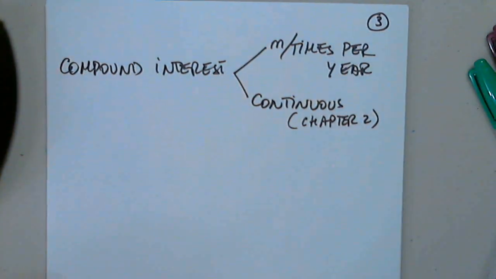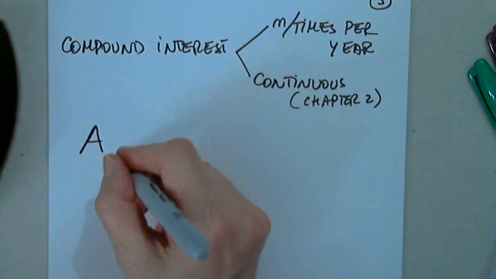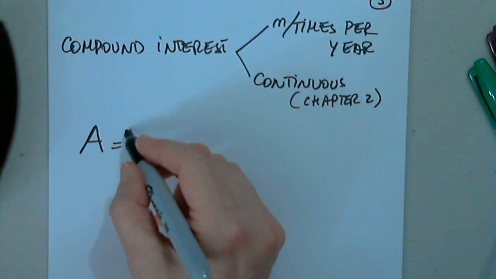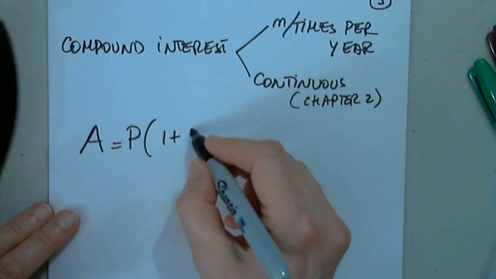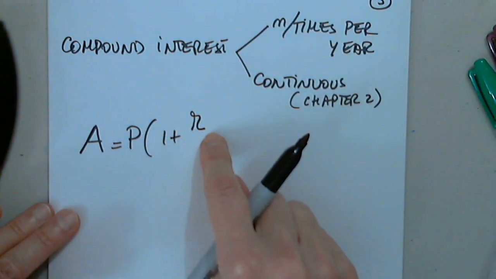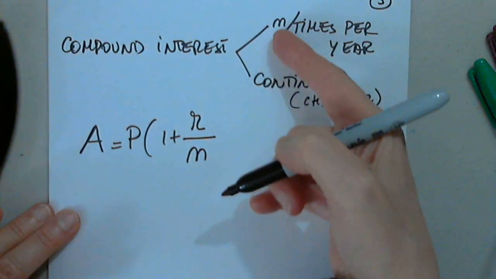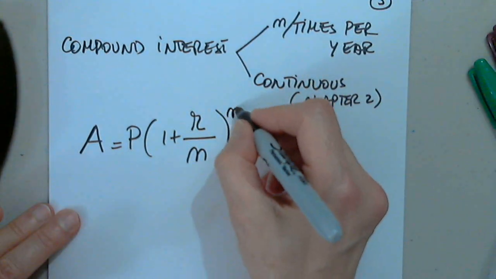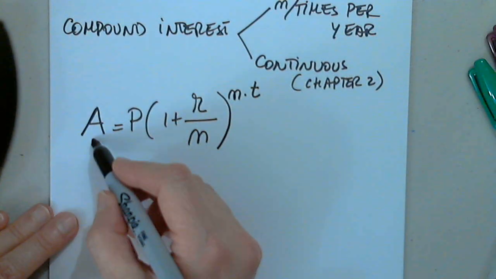But for n times per year, the formula is, I'm going to explain what everything represents. So the accumulated value is the principal, I'm going to write this down for you, times 1 plus the annual interest rate divided by the number of times the interest is compounded per year, and raised to the power n times t. Okay, now let's write what everything represents.